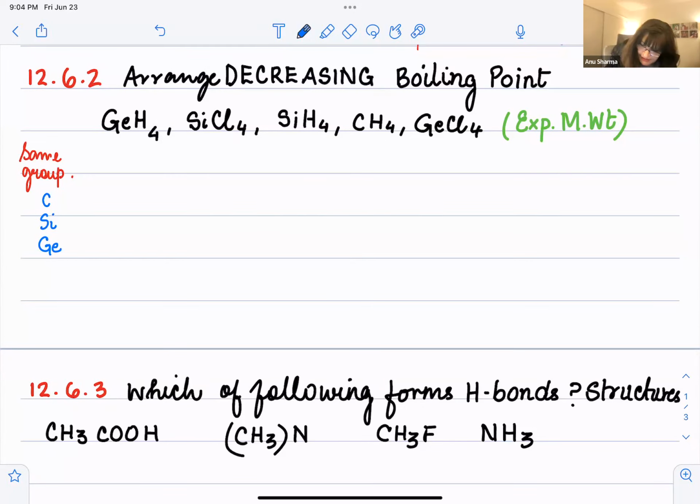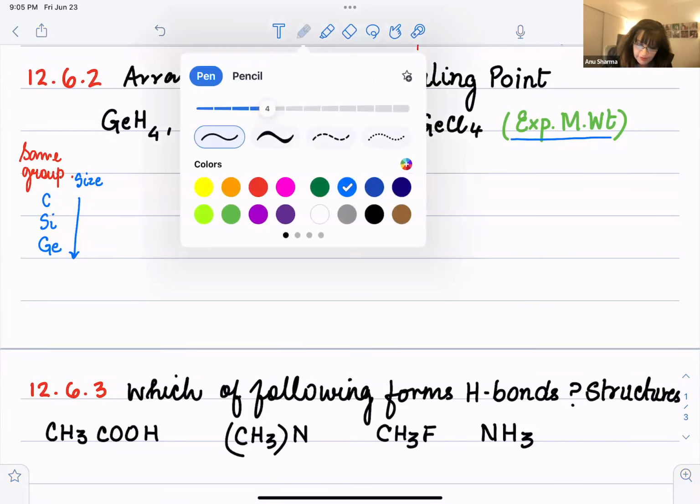Now, obviously, in this case, if we are trying to find a decreasing boiling point, we are going to look at the molecular weight. So this is an example of the molecular weight, so obviously decreasing molecular weight. The one that has the maximum molecular weight is going to be which one? The size is increasing, right? So the size is increasing as you're going. Carbon is small size, and germanium is a big size. And out of that, germanium chloride is going to be the biggest.